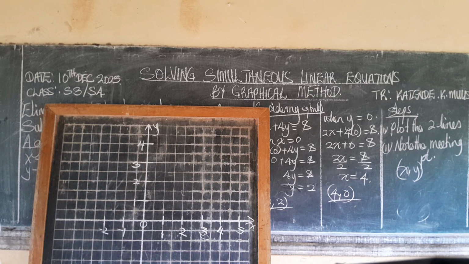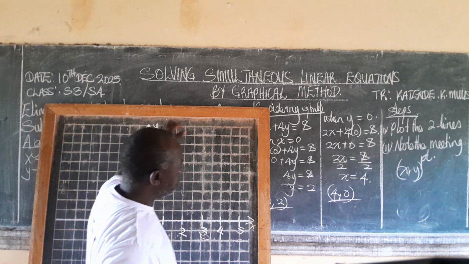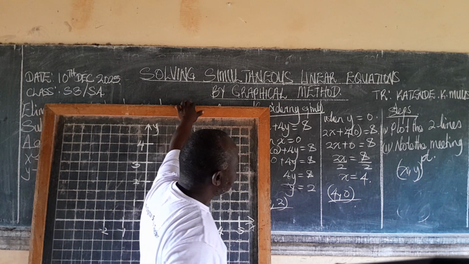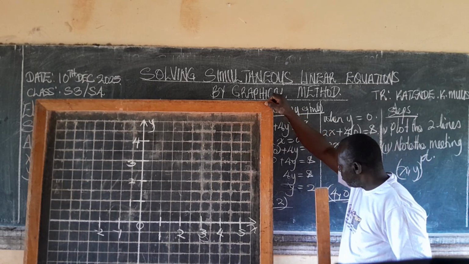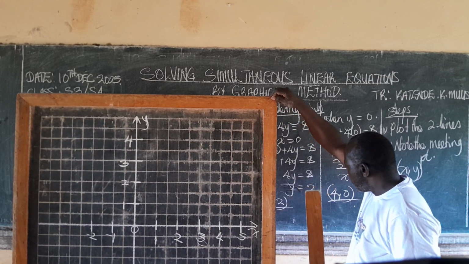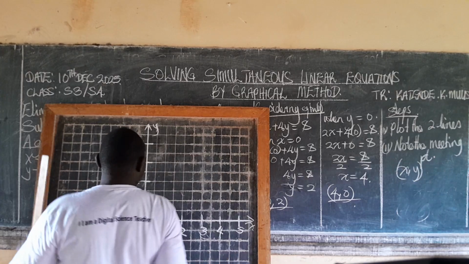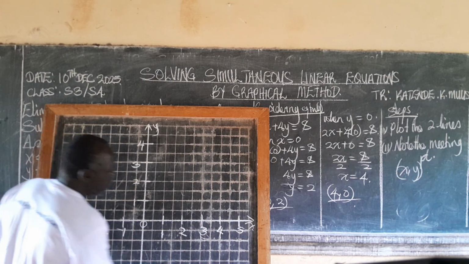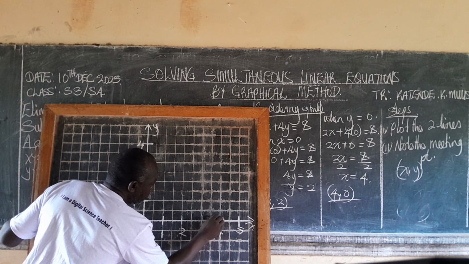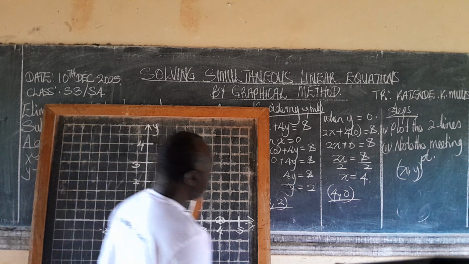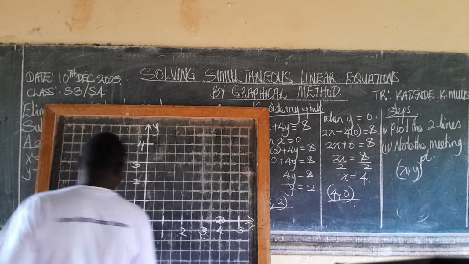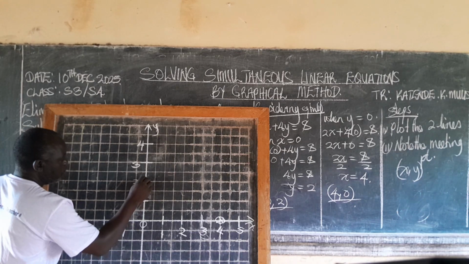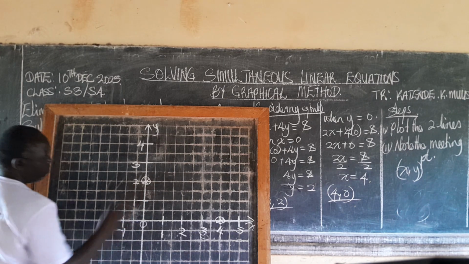Now we have the two lines, equation 1 and equation 2. At the back of our minds, we saw that for the points on the y-axis, we had 4, 0. 4, 0 is here. Then we had 0, 2. 0, 2 is here.